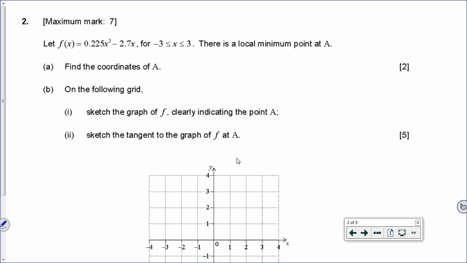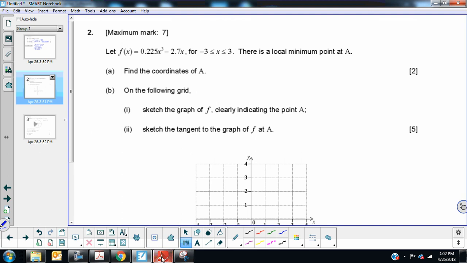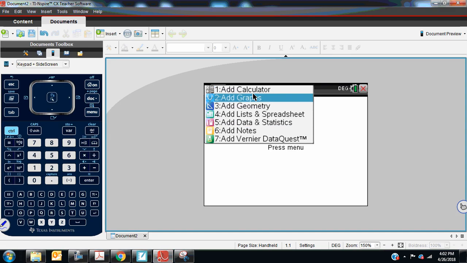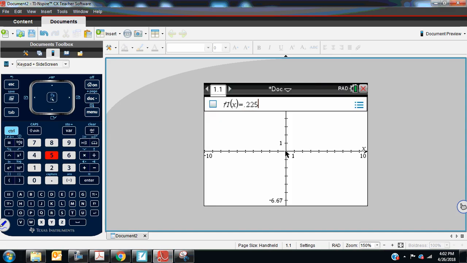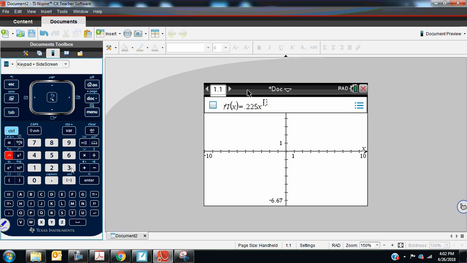So we could get the first derivative and set it equal to 0 to try to solve for the x coordinate of the local min, or we could just graph it on the calculator and look for the local minimum. So I'm going to do that. It's the most time-efficient method. Open up the calculator, add a graph page, and type in the function. It was 0.225 x to the third power minus 2.7x. Okay. It graphs the function.